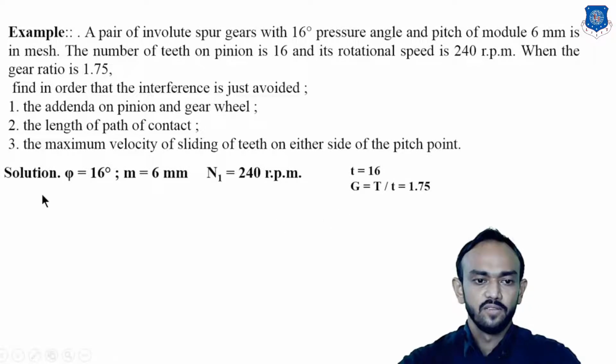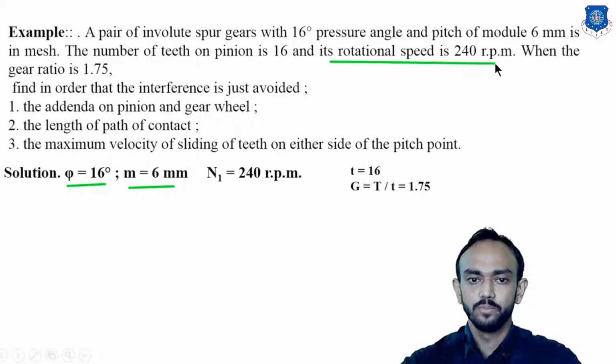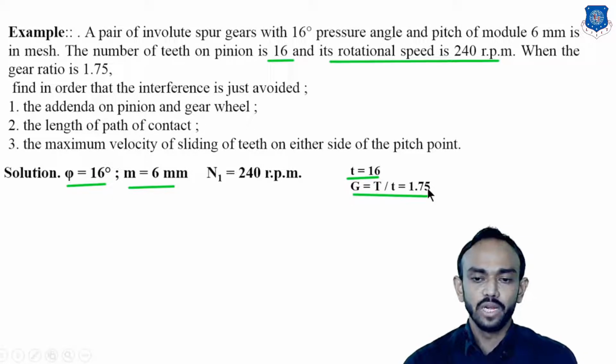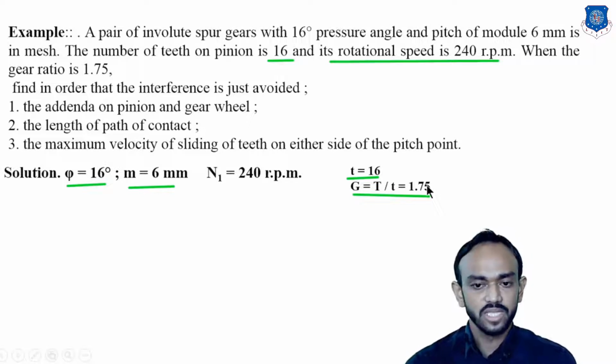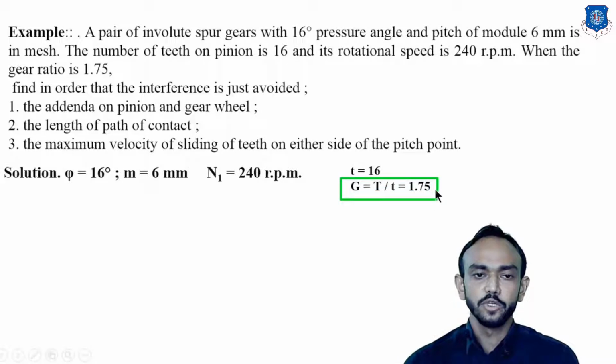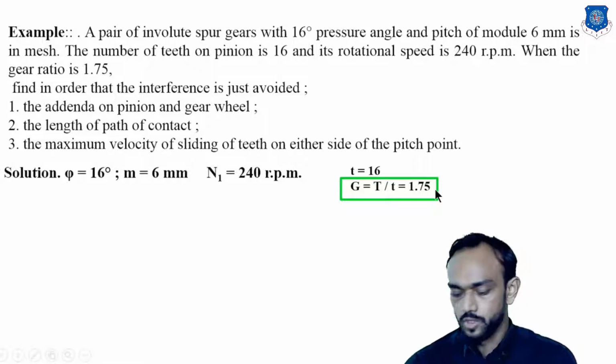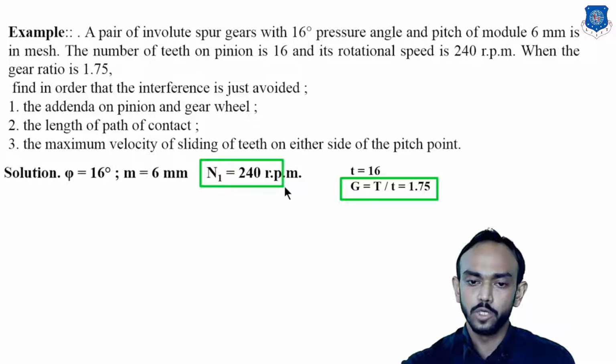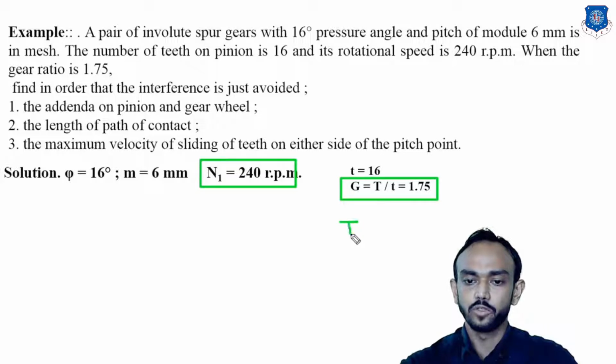This is the given data. Phi is 16 degrees, m is 6 mm, the rpm of the pinion N1 is 240 rpm, the teeth t is 16, and the gear ratio, capital T by small t, is 1.75. We know that the gear ratio is the ratio of the teeth, or the ratio of the velocities, so you can find the rpm of gear 2 using this gear ratio, and you can also find the capital T, because you already know the gear ratio is 1.75 and small t is 16.